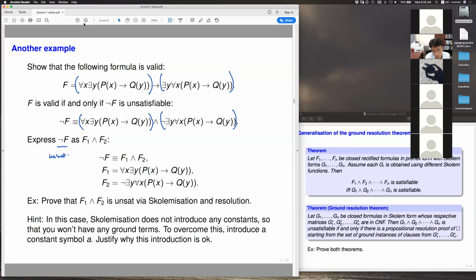And one important bit here is that if you just apply the Skolemization, you end up with a structure which doesn't have any constant. Maybe if you do it in a certain way, you end up with some signature. Actually, you end up with a signature which doesn't have any constant. You have two function symbols f and g. They are unary function symbols.